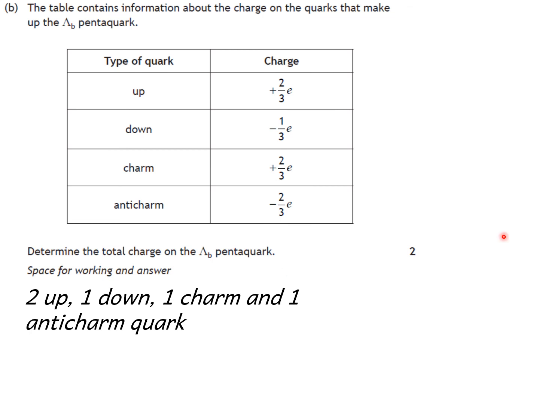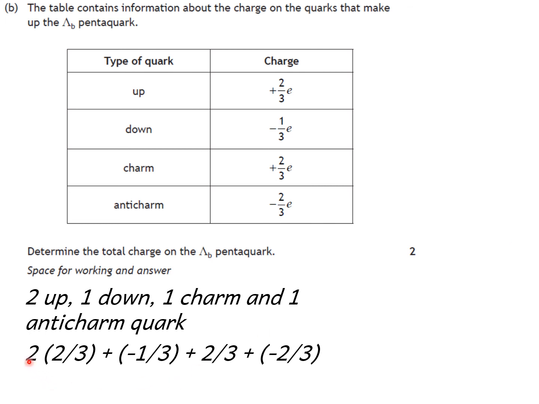Okay, hopefully you got the following. It is 2 times 2/3 because there's 2 up quarks, plus minus 1/3, plus 2/3, and plus a negative 2/3. Because remember, the charm has the opposite charge to its matter. The anti-charm has the opposite charge to its matter version. And then if you add these together, you should get a charge of +1.